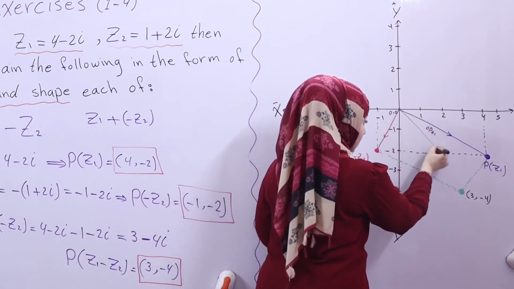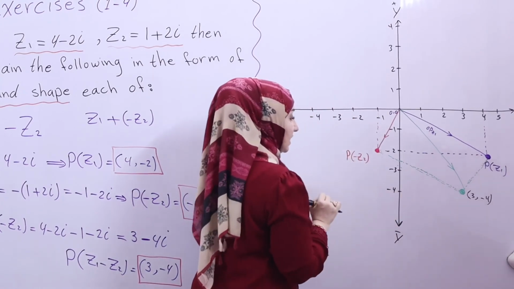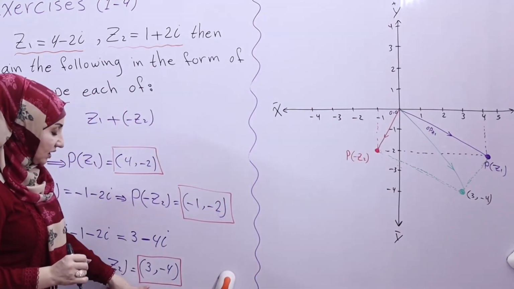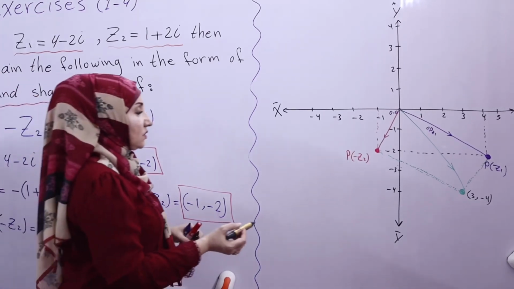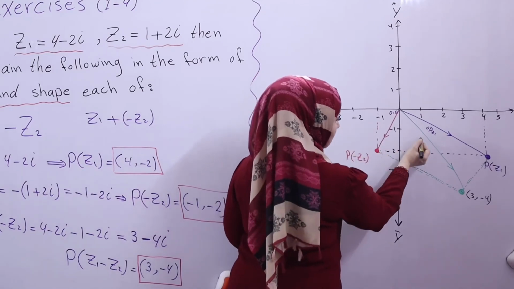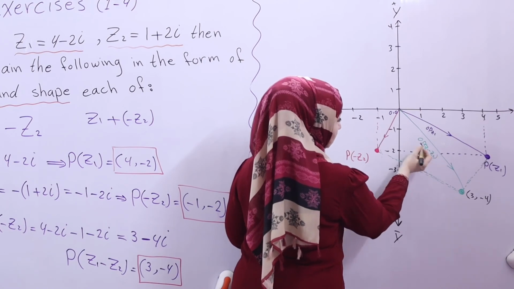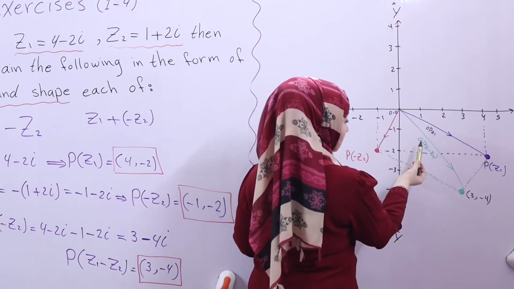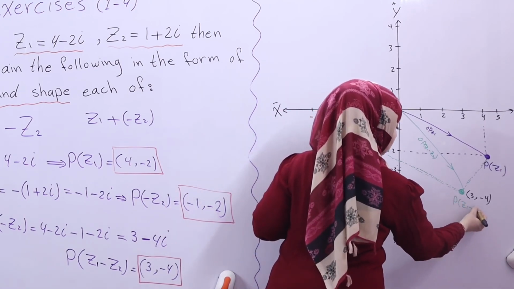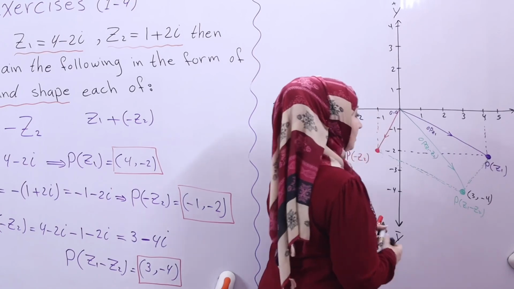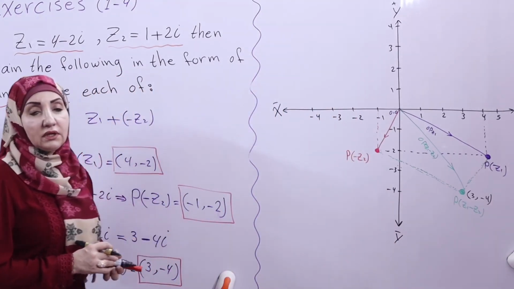So this represents the Argand shape for the subtraction of Z1 and Z2, the Argand shape for the difference of the two complex numbers. So this represents the Argand shape for the vector between the origin and the point which represents the result. This is the point of Z1 minus Z2. So this is the representation for section 2 of question 4.